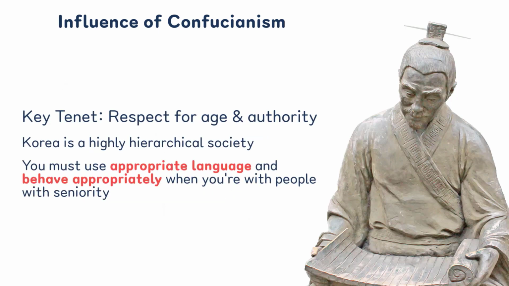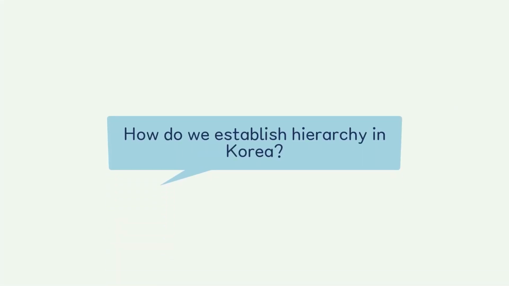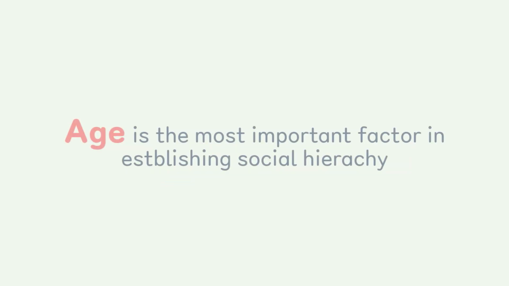These changes in our behavior, as well as the language we use, is incredibly important. If you don't keep to these social norms, then you're basically considered to be a very rude person, and it will be hard to maintain good relations with others. So the next important question is how this hierarchy is established. And there are different factors that come into play depending on the setting of the hierarchy, such as social, family, and workplace. However, the most important factor in establishing hierarchy in Korea is age.